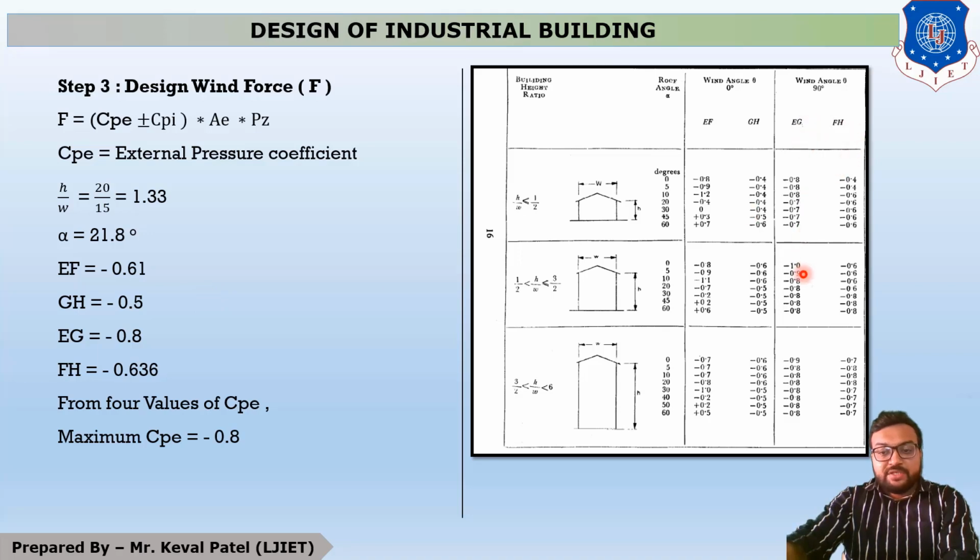Similarly for EG, you can see that it is minus 0.8, and for FH, your value will differ with the help of an increase in the angle. So these are the four values, but the maximum value is minus 0.8. The minus sign is considered for suction. Okay, so we have to take the maximum value of external pressure coefficient, which is minus 0.8.